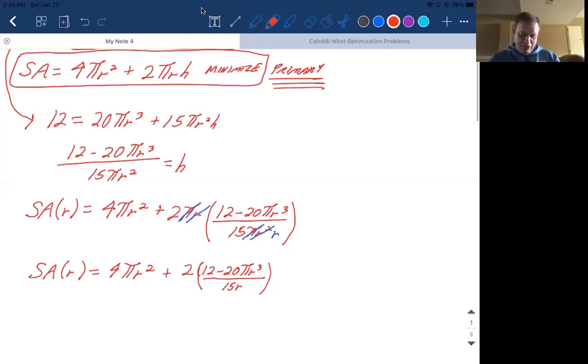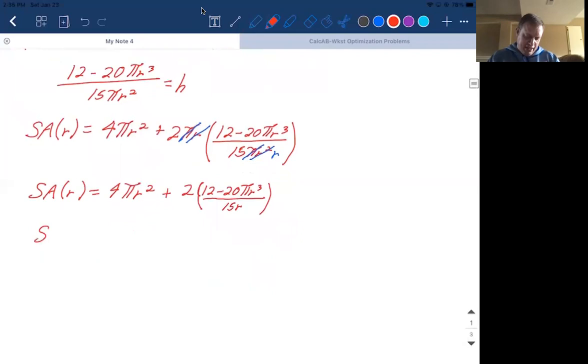So now what I want to do next is, again, patience, 4 pi r squared, we'll get to you soon, is now let's distribute not only the 2 through everything, but the 15r through both terms in parentheses too. So what that'll give us, again, we'll take some baby steps here, that'll give us 24 over 15r minus 40 pi r cubed over 15r.